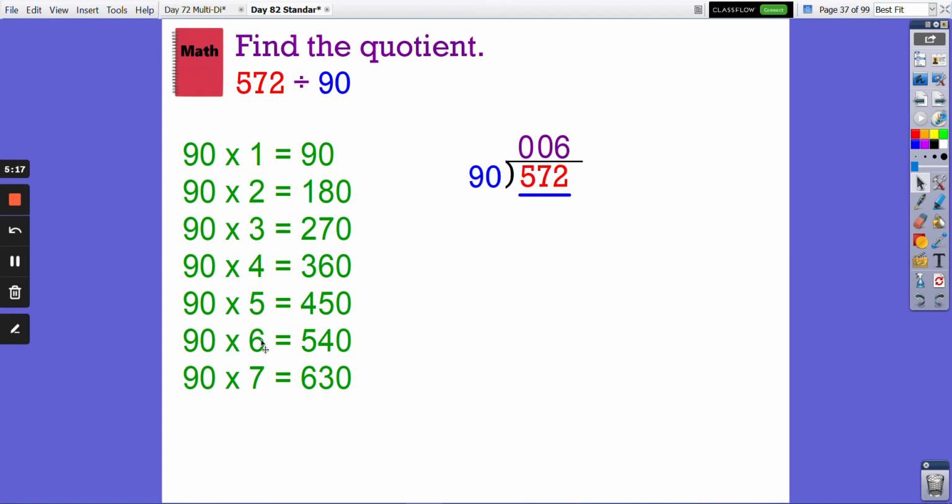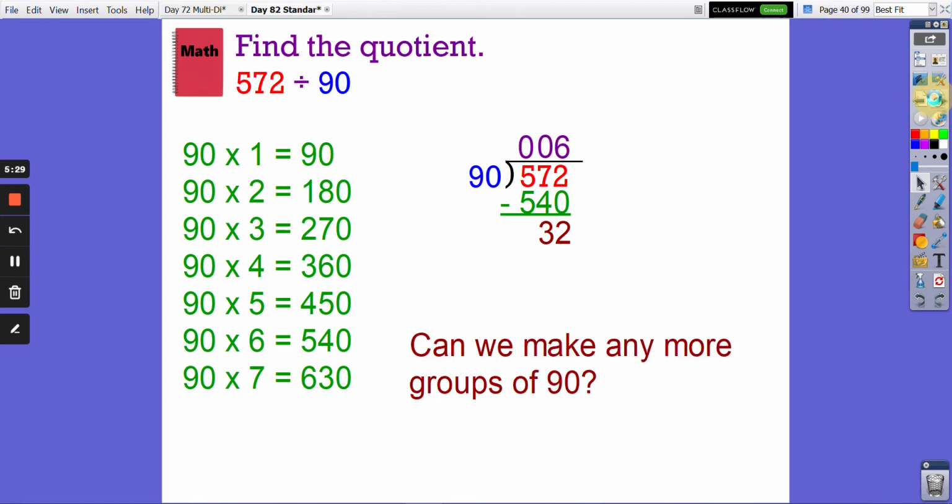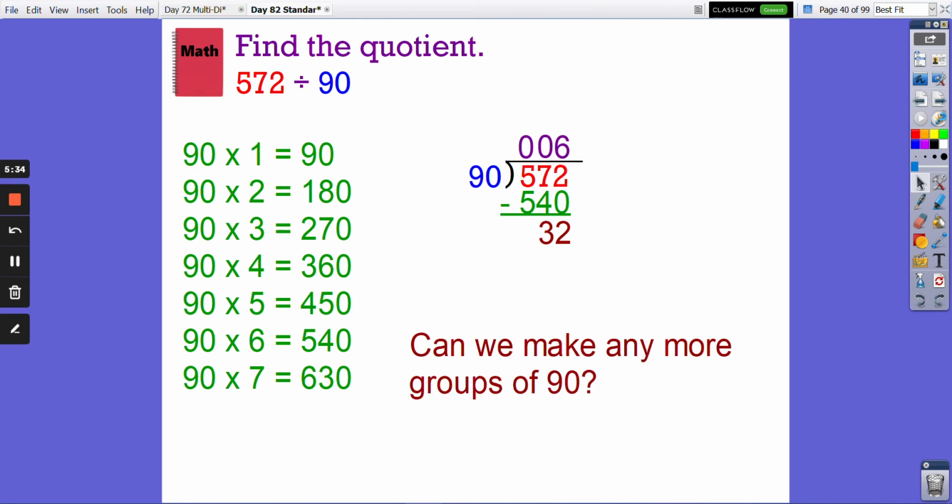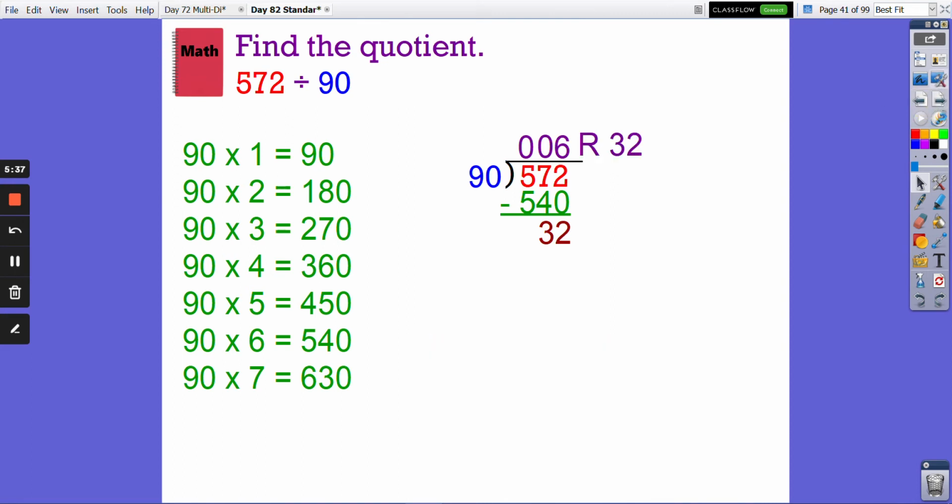So 90 times 6, we already did the work over here, is 540. So now we're going to subtract 572 minus 540, and we end up with 32. Now, can we make any more groups of 90 out of 32? No, we cannot. So 32 is our remainder. Another way we can write this is 6 and 32/90ths, because our remainder is our numerator and our divisor is our denominator.